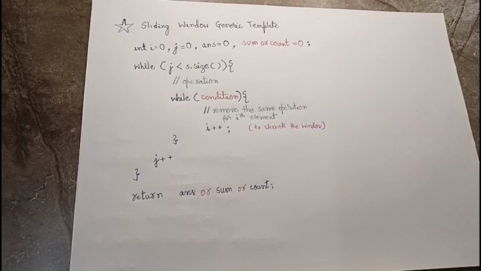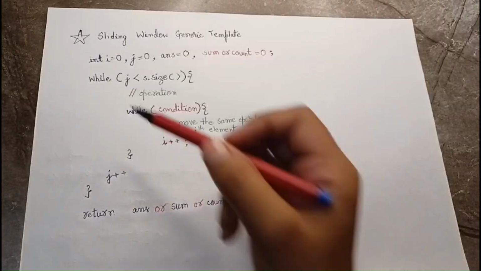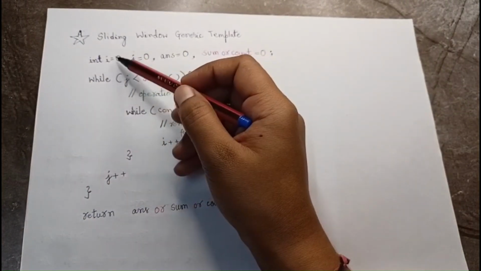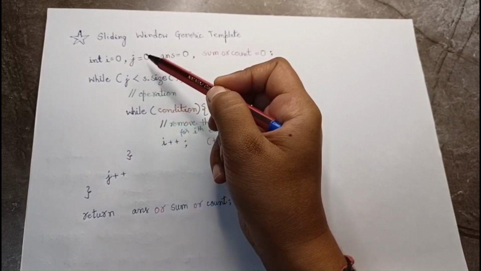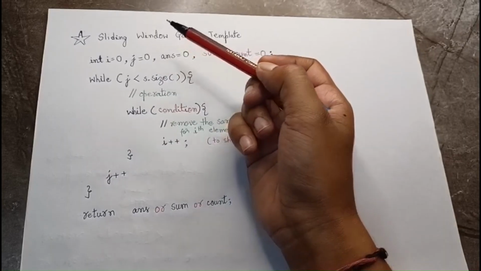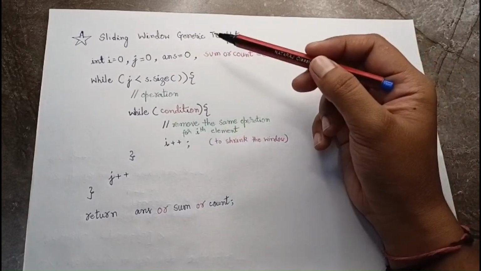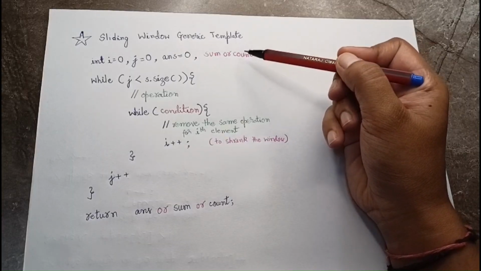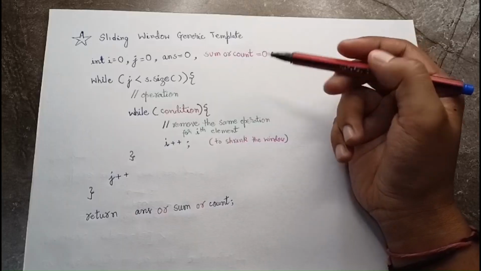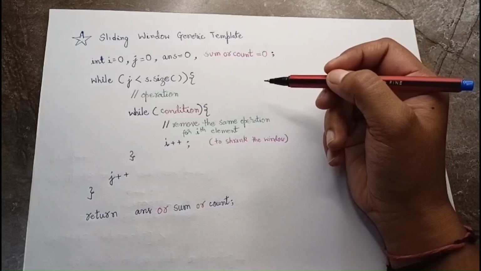Before the dry run, I want you all to have a look at the sliding window generic template. This is the template that we'll be using in every question, and it will make your question very easy to tackle. So in this template, we'll be using variables like I, the start pointer of the current window, J, the end pointer for the current window, and answer that would be required to return, and sum and count would be used as helping variables. When we do questions, you'll get to know more about this.